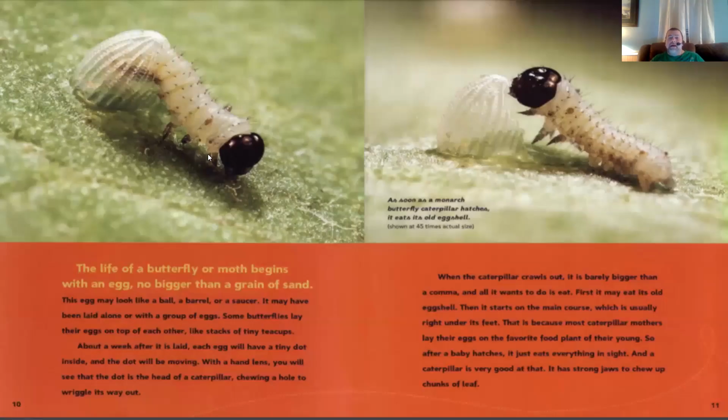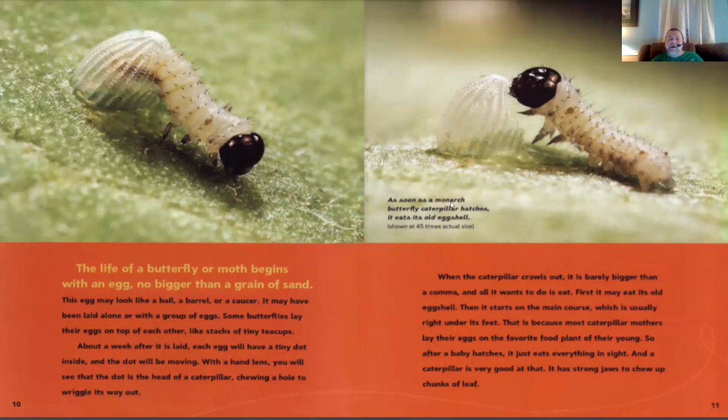So now we're looking on pages 10 and 11 in our book. At the top of these two pages, we notice a picture. And right up under the picture, we notice what we call a caption. A caption is a text feature, and this text feature is going to give us information about the picture that we see.